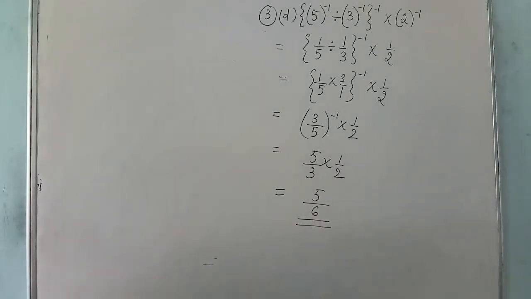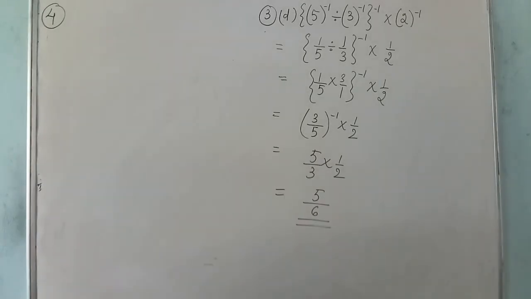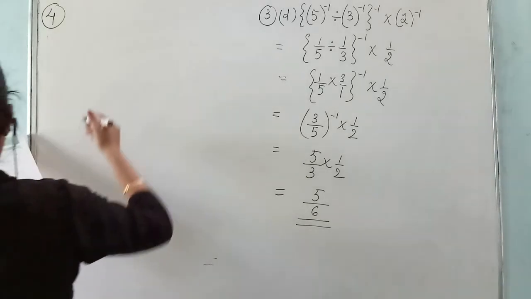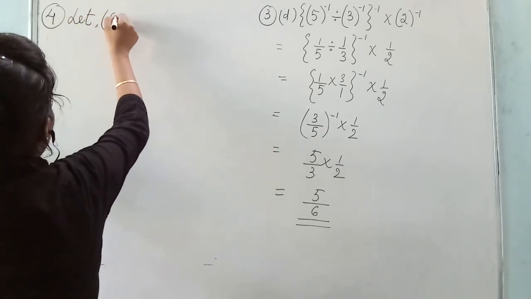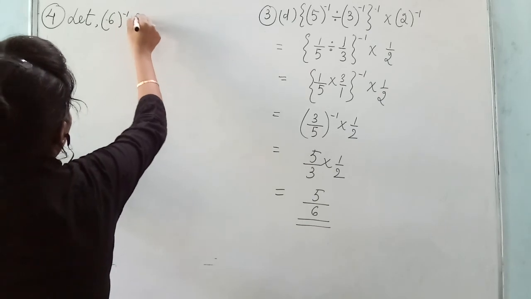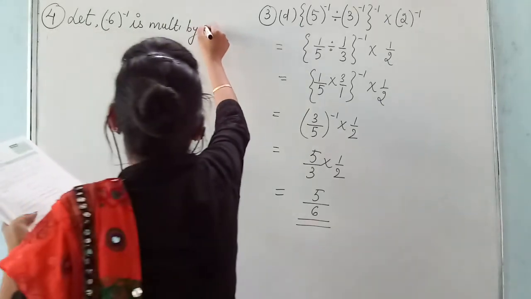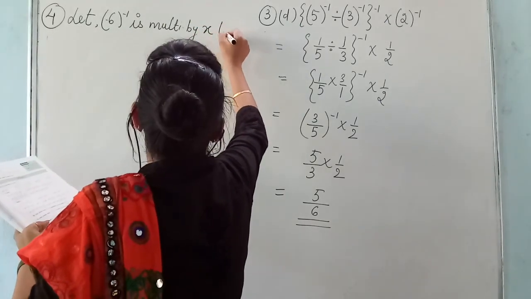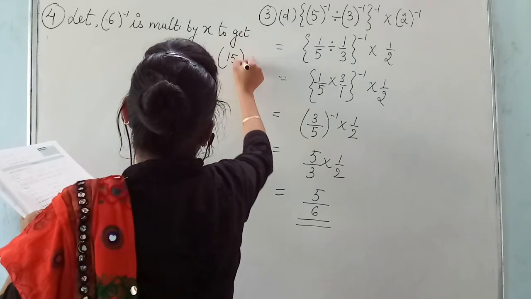Now next is question number 4. By what number should minus 6 raised to the power minus 1 be multiplied to get the product as 15 raised to the power minus 1? So let minus 6 raised to the power minus 1 be multiplied by x to get 15 raised to the power minus 1.